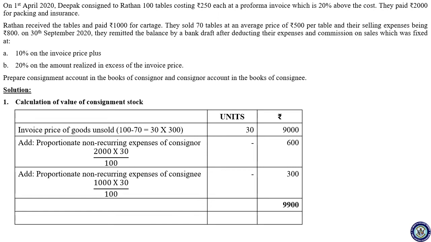So if you cross multiply, you will get 300. So the total is 9900, and in the units column you write 30. Units 30 and the amount column 9900.